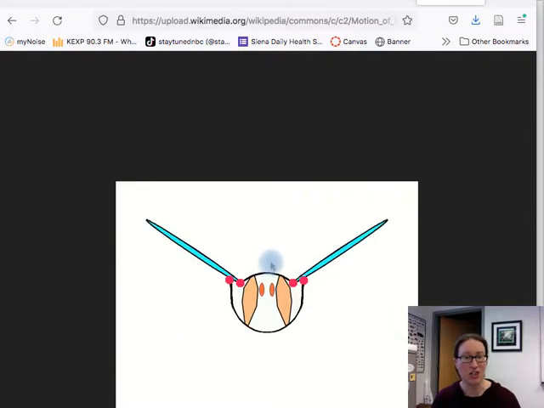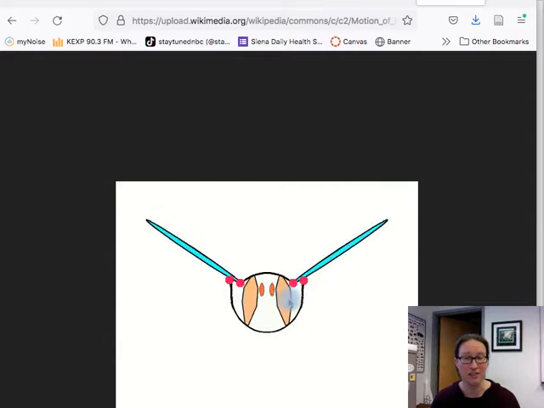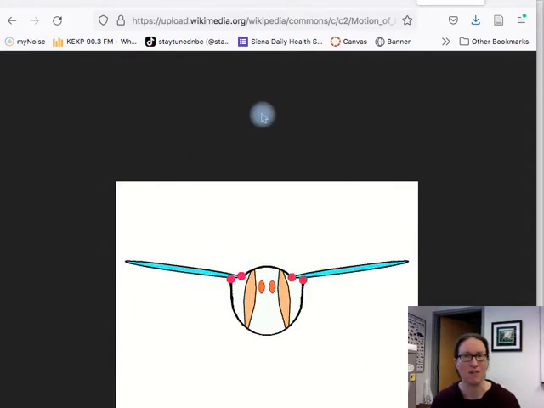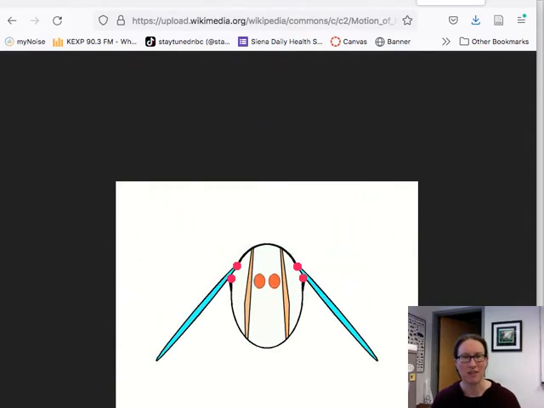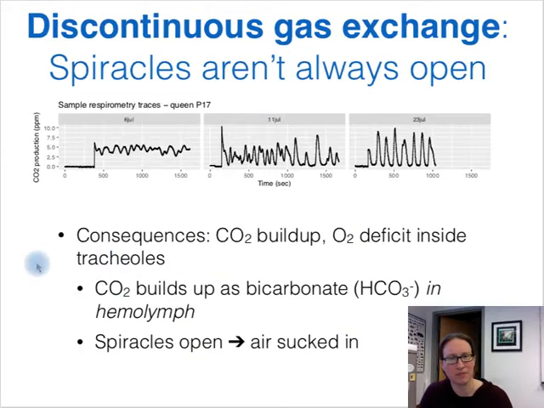And that change in shape is then going to alter the shape of the tracheals that supply oxygen to these muscles. And that's going to facilitate movement of those gases past the muscle. Okay, it's pretty amazing.